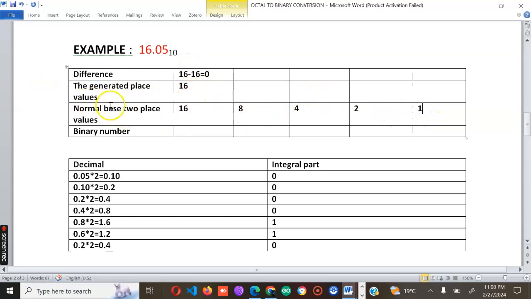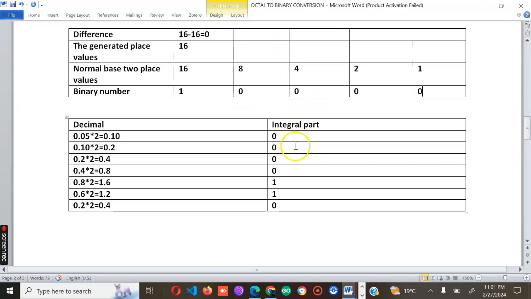So if the generated number and the base 2 place value are the same, it's supposed to give you 1. Okay, do you have any value here? No. So for the 4, no. For the 2, no. For the 1, no. So the other numbers are going to be 0, 0, 0, 0. So those are the answers that we're supposed to give out.